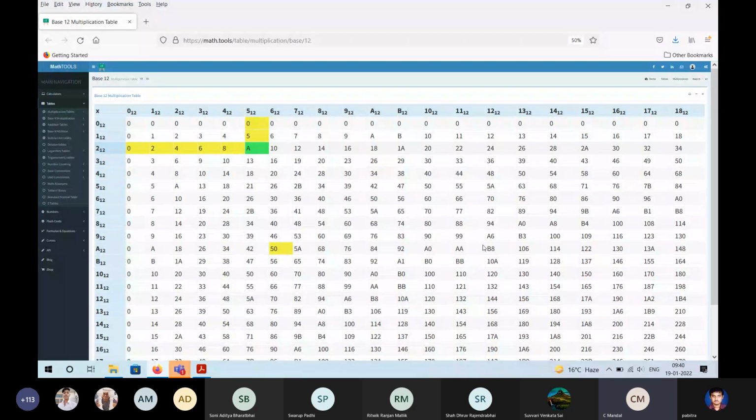So 5 times 4 in base 12 is 18. If you consult this table, 5 times 4 in base 12 is 18 and 5 times 8 in base 12 is 34. So if you do the addition in base 12, it turns out to be 385. Okay. So this is a multiplication table in base 12. Now you can add 385 and 34 and 8 in base 12.